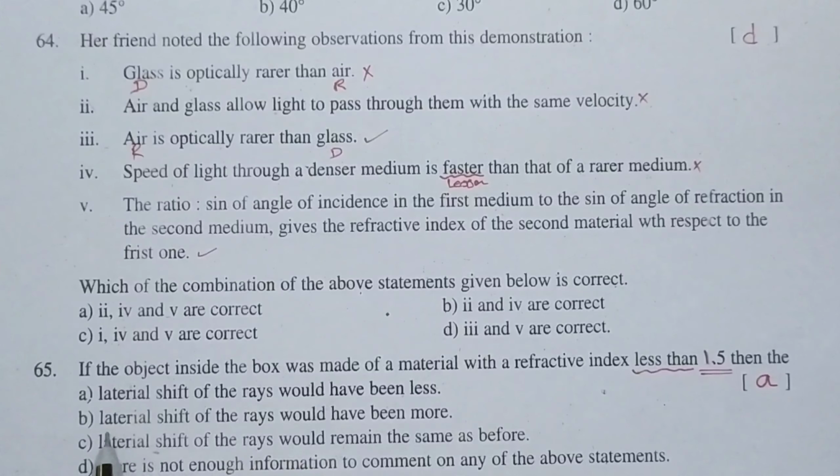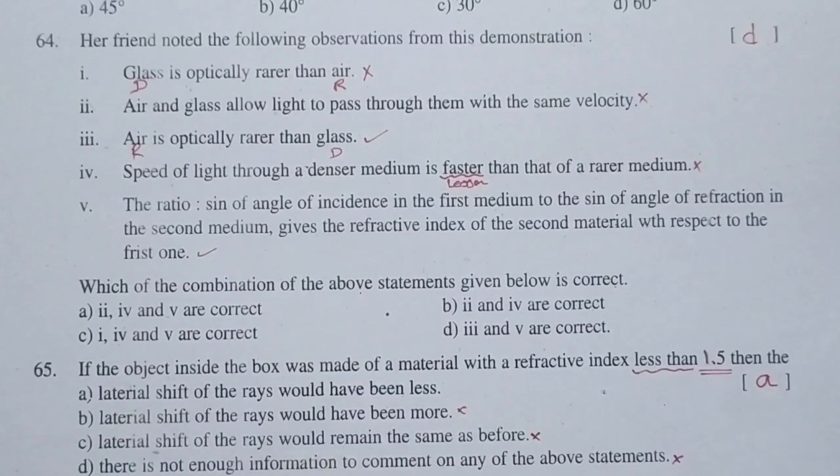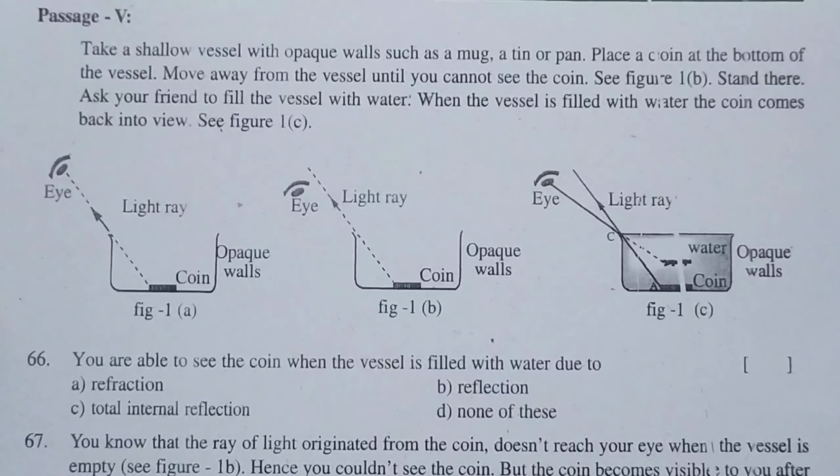Let us see the remaining options. Lateral shift of the rays would have been more. This is false. Lateral shift of the rays would remain the same as before. This is also false. There is not enough information to comment on any of the above statements. No, this is also false. Here we have adequate data, so that is sufficient. Clearly, when the refractive index is less than 1.5, the lateral shift will definitely be lesser than the actual one. So option A is the right answer.